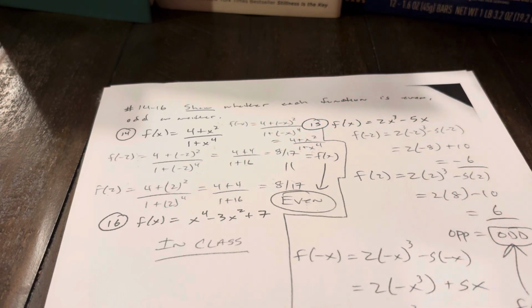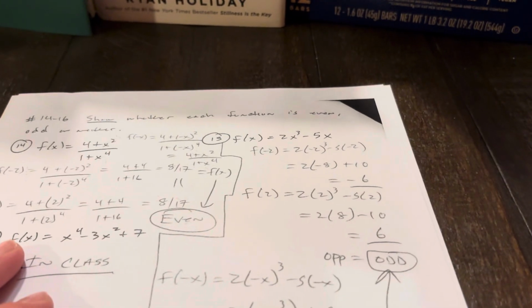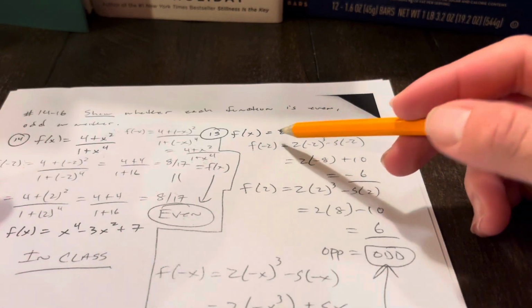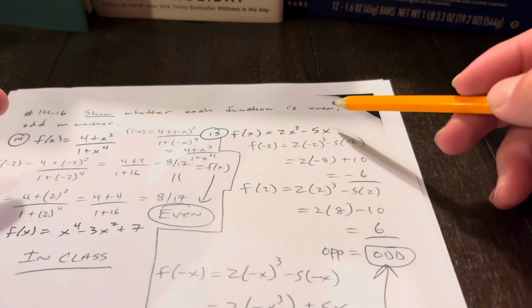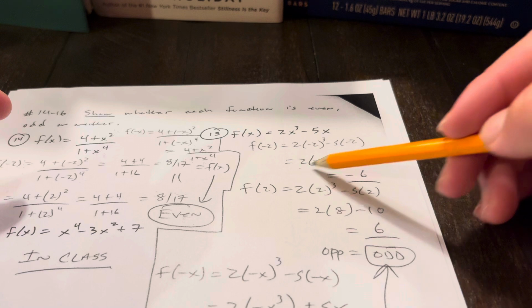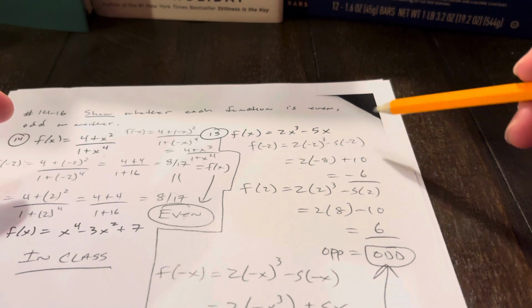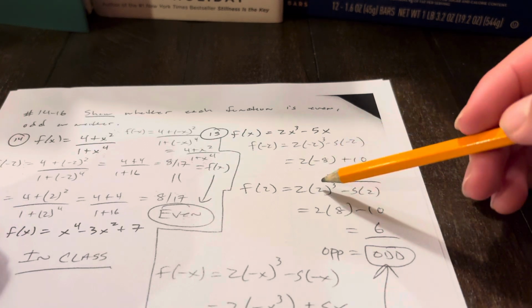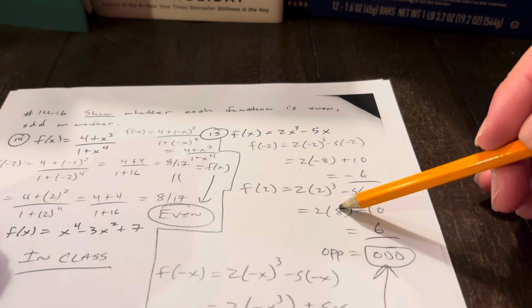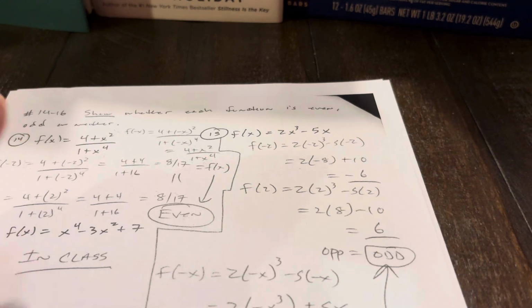Also, if you plug negative x in, you get the same answer as f of x. That's the proper definition. All right, so on 15, what's f of negative 2? I plug negative 2 in for x there and there. Just be careful with the cube and a negative. Then I plug 2 in for x. I get negative 6 and positive 6. Opposite answers means f of x is odd.